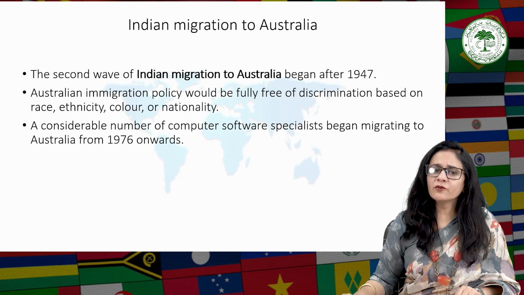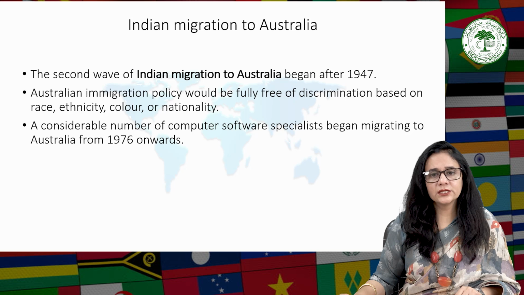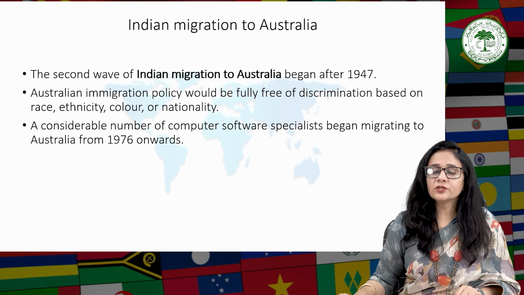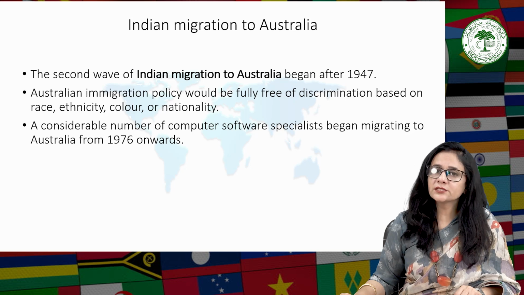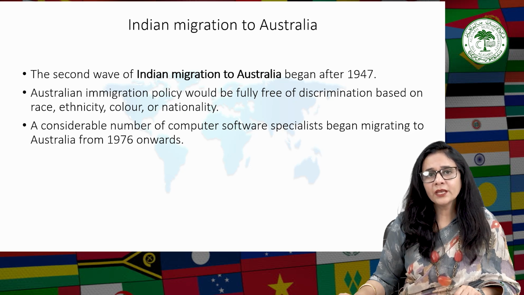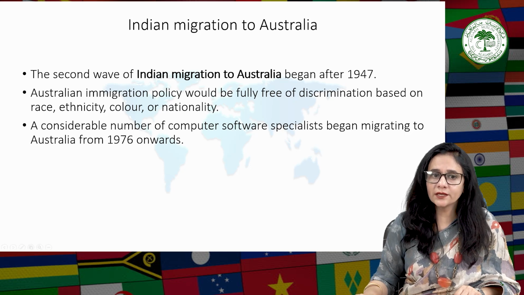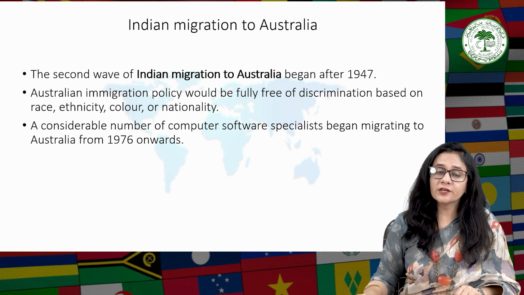The next wave of Indian migration to Australia occurred in the early 1970s, after Australia abandoned its White Australia policy in 1973. And many white-collar workers and professionals came to reside there. They generally came from Punjab and Gujarat.